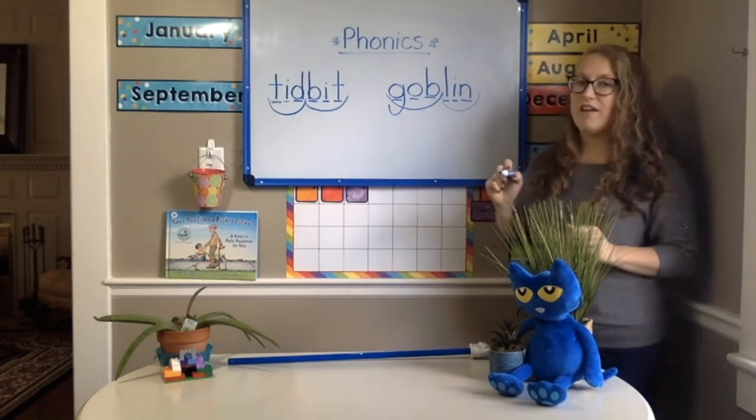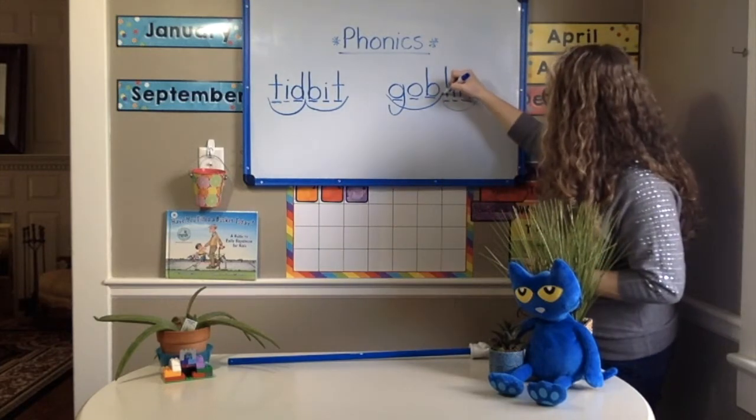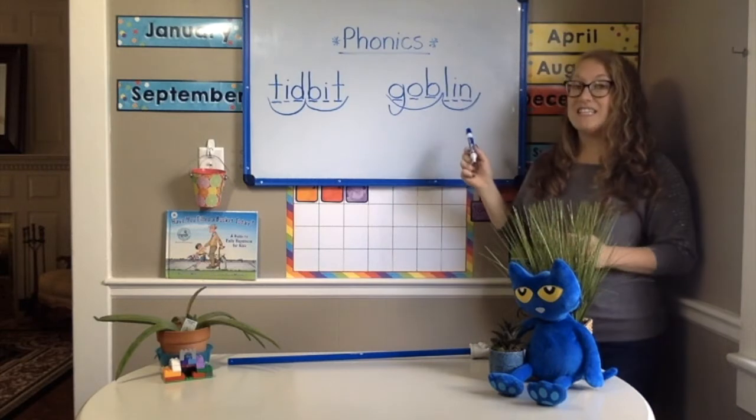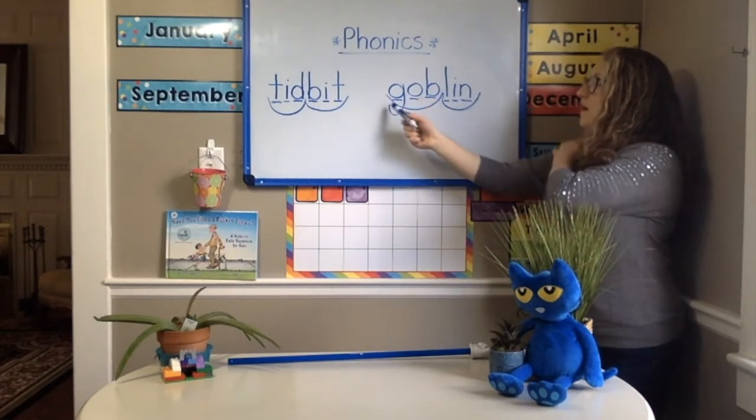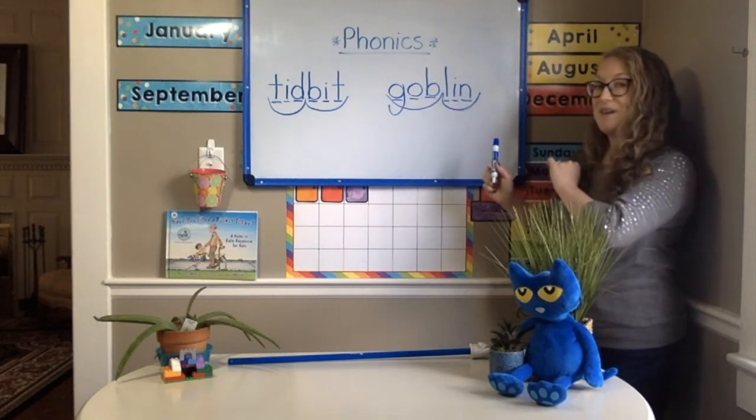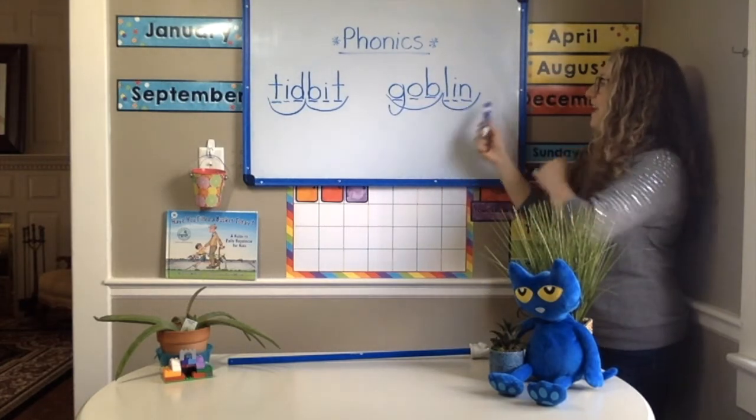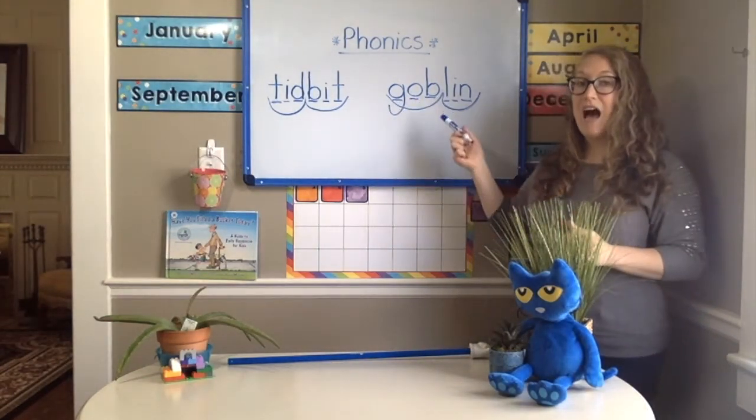Scoop those together. All right, let's sound out this word. I'm going to make my scoop a little bit thicker so we can see. There we go. Let's sound out this word. G, A, B. Gob. Let's do the next part. O, I, N. Lin. Goblin. We scooped it together and we have goblin.